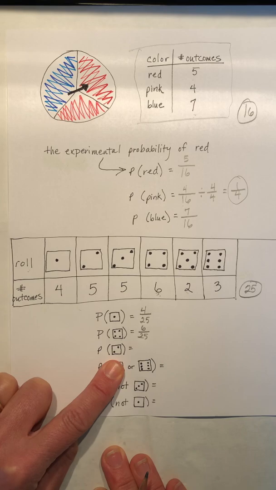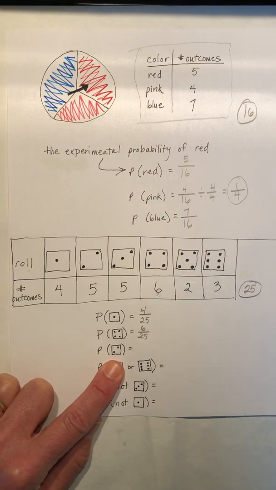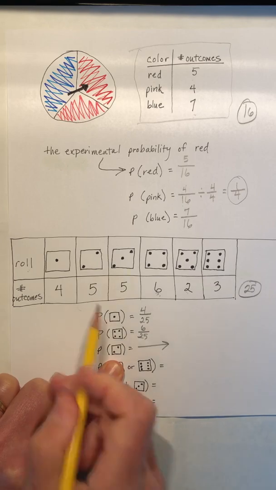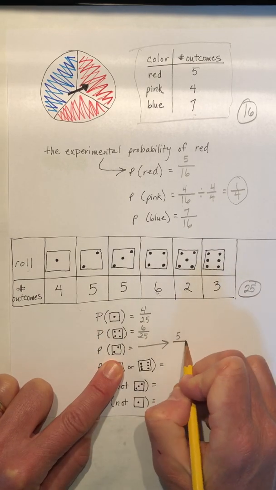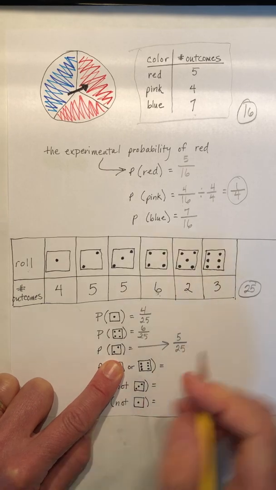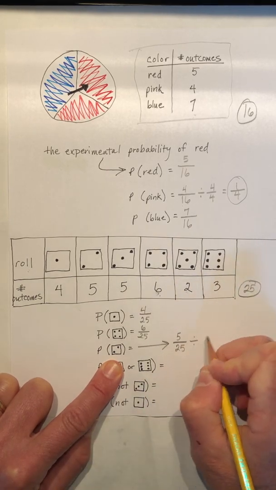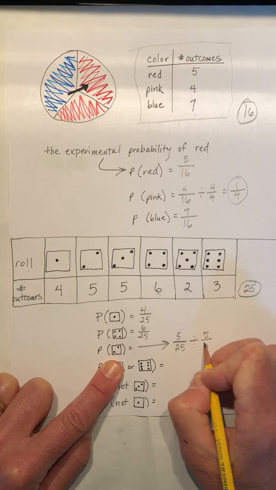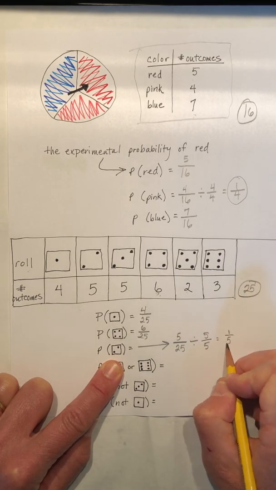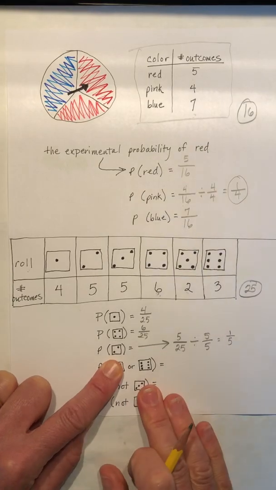How about the experimental probability of getting a 2? I'm going to move this over here. It's getting a little crowded. Well, I got 5 2s out of 25 rolls. And since both numerator and denominator can be divided by 5, that simplified probability is 1 out of 5.